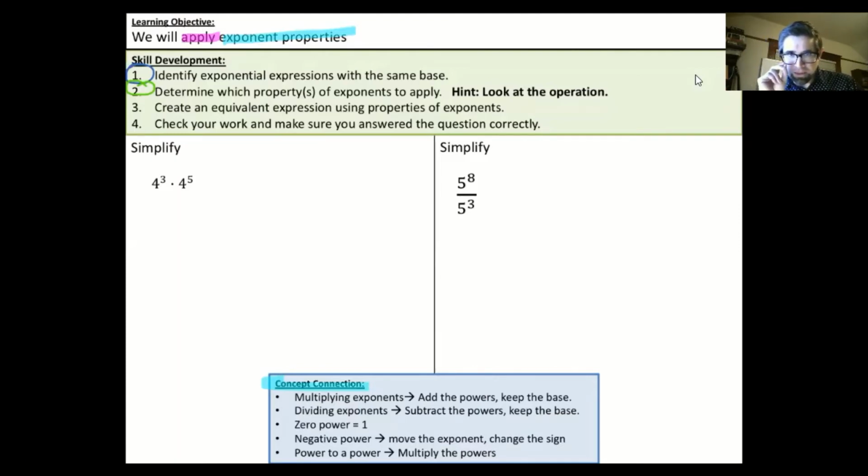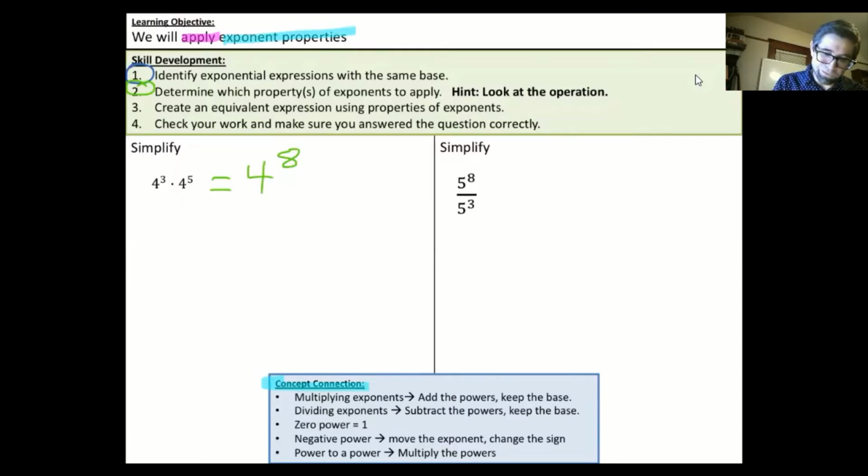Now, this is the only work that you really need to be able to do for these problems. I simply am going to see 4 to the third times 4 to the fifth, same base, add the powers, 3 plus 5 is 8. So 4 to the 8th power is what I should have for this example.